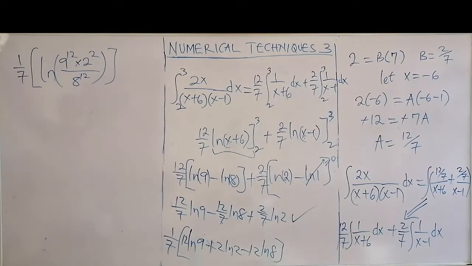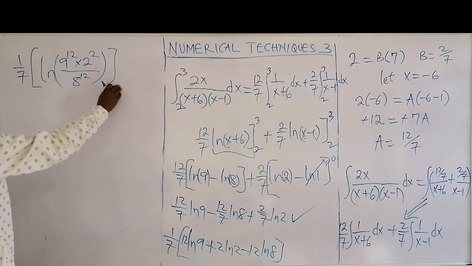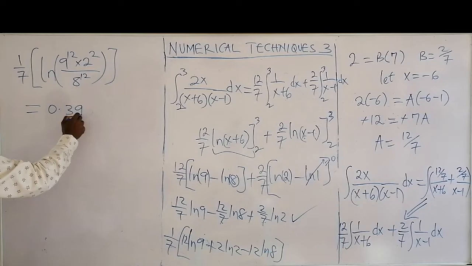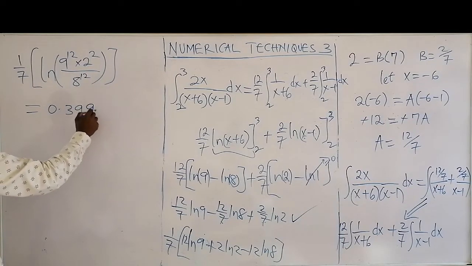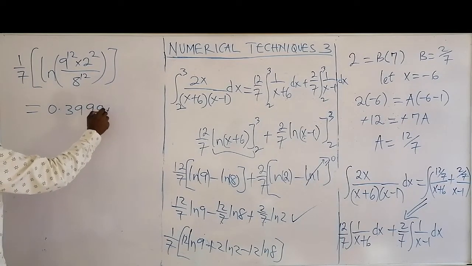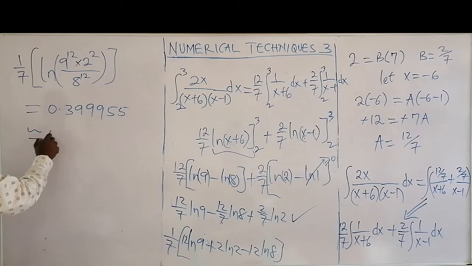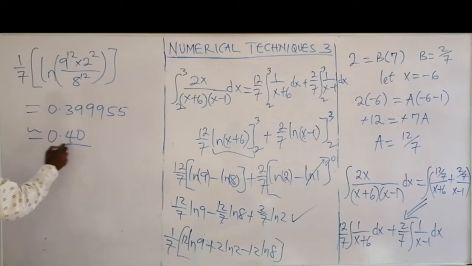Okay, but the question says we should leave our answer in 2 decimal places. So we need a value for that. So that's giving me 0.39955. So 2 decimal places, that will be 0.40.